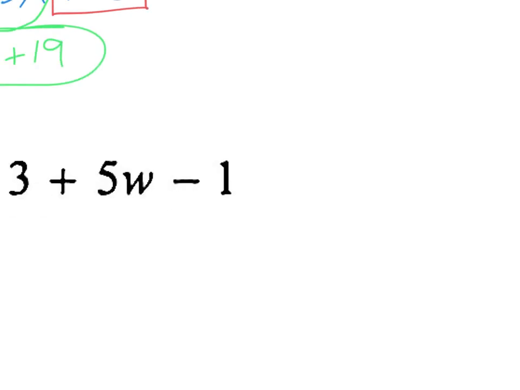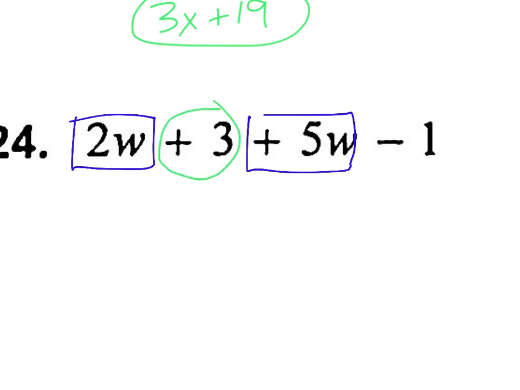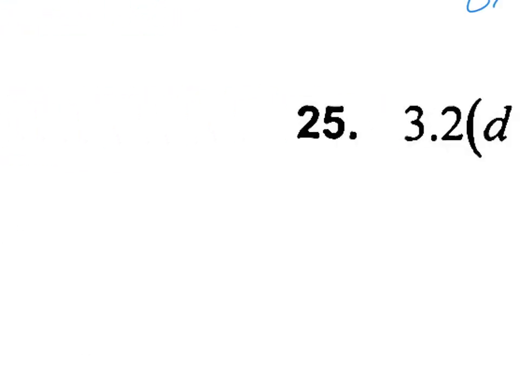Okay, moving on to number 24. Number 24, no distribution here. We're just going to go, well, let's put our boxes around our families here. And then we have those that go together. So now 2w plus 5w is 7w. And then we have 3 minus 1, which is positive 2. There's our answer.